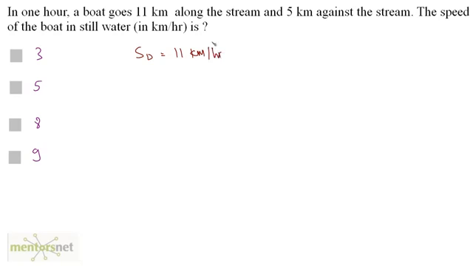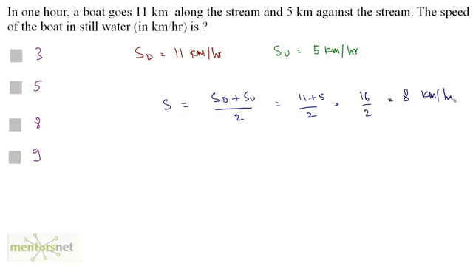And the same boat, if it goes against the stream, it travels 5 kilometers in 1 hour. So we have been given the upstream speed, that's 5 kilometers per hour. Now we have been asked what is the speed of the boat in still water, and there's a formula for that. So speed of the boat in still water, which is S, is equal to the addition of the downstream and the upstream speeds by 2. So SD plus SU by 2, and that's 11 plus 5 by 2, that's 16 by 2, and that's 8 kilometers per hour. So option C is the correct answer.